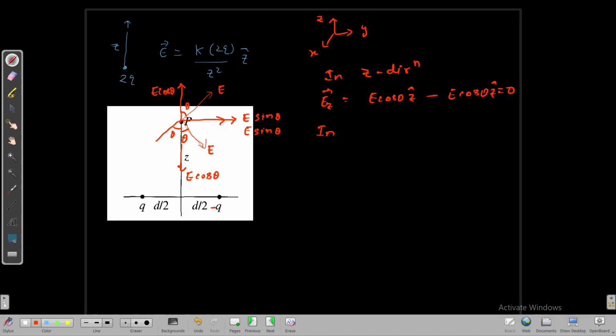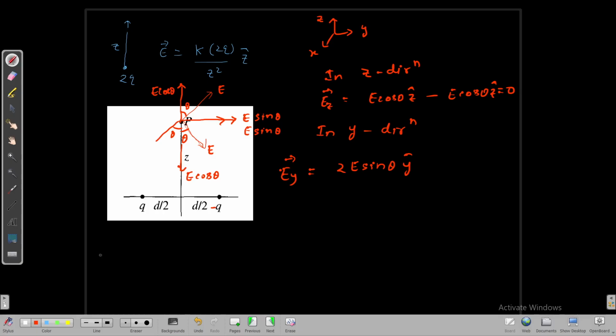Now in the Y direction, the Ey vector is equal to twice E sin theta. I wrote it directly; you must have understood. So twice E sin theta phi cap. If you observe part A and part B, in part A the horizontal components cancelled each other. In part B, the vertical components cancelled each other. So it behaves like a dipole if it is minus Q.